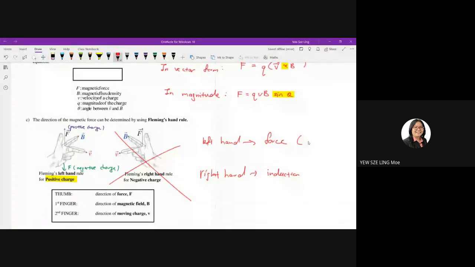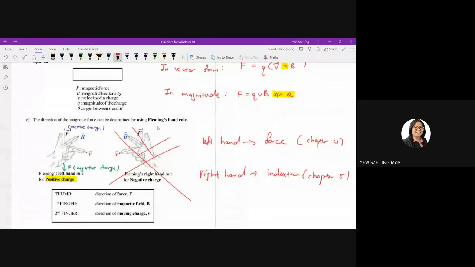So this is chapter 4. This is chapter 5. So you shouldn't use this one in chapter 4. You shouldn't memorize this one. So F equals to QVB sine theta.